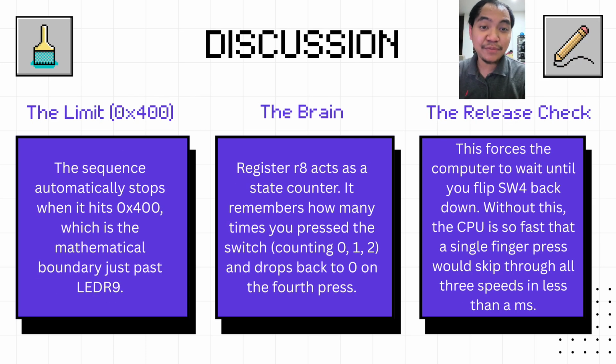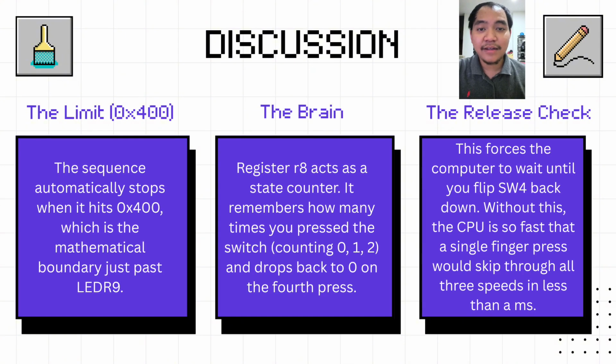Okay, for this discussion part, I will explain three more important parts of the program: the limit 0x400, the brain of the program, and the release check. First, the limit is 0x400. In the LED sequence, the program starts from LED R0 using the value 0x01. Then the instruction LSL R5, R5 shifts the value to the left one by one. This makes the LED move from LED R0 to LED R1, then LED R2, and continues until LED R9.